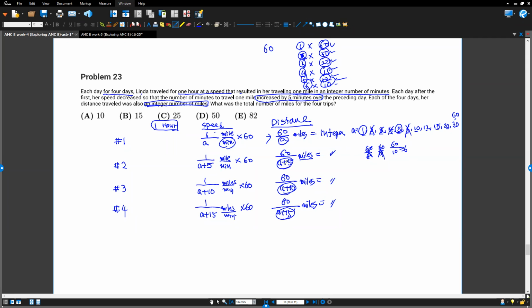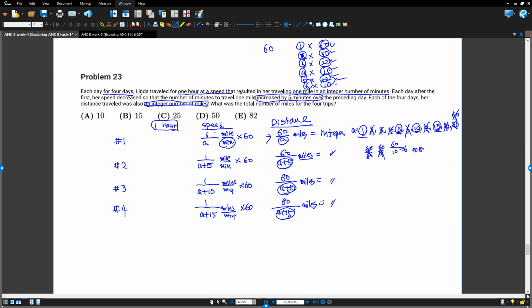7, 60 over 10 plus 5, right? A is 10. 8, 10 plus 5, 15, is a factor of 60. This is working. 12 plus 5 is 17, not working. 15 plus 5 is 20, working, right? 20 plus 5 is not working. 30 plus 5 is not working. We have 1, 2, 3, 4 choices.